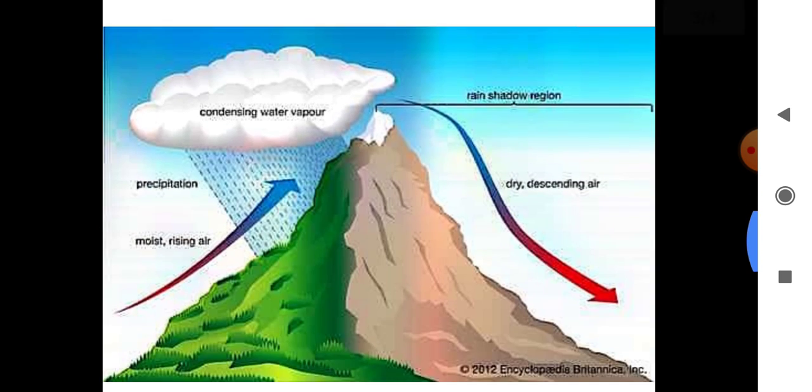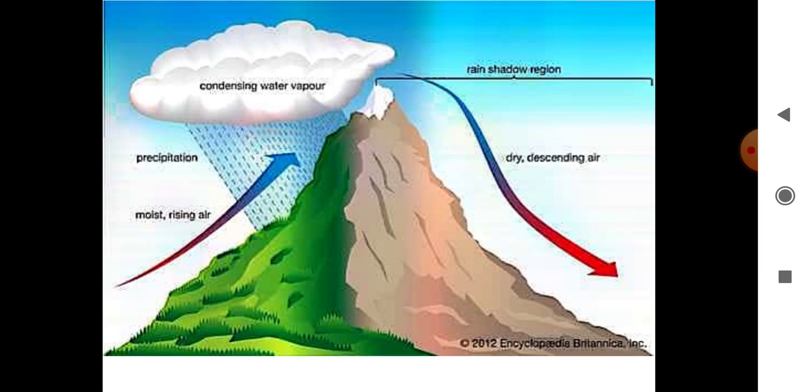Come to the next type, orographic rainfall. Orographic, the word coming from the Greek word oros, means mountain. Orographic rainfall occurs due to ascent of air forced by mountain barriers.